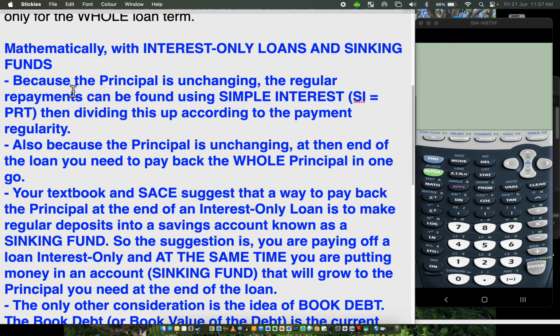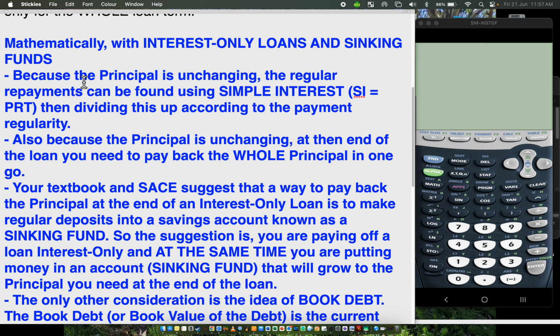So mathematically, with interest-only loans and sinking funds, what happens? Because the principal doesn't change, the regular repayments can be found using simple interest. Do you remember the very first lesson of this whole topic? I showed you simple interest, so it comes back right at the end. SI is equal to PRT, and then you divide that up according to the payment regularity. So what you'll find is an interest-only loan, the repayments tend to be smaller. Why is that? Because you're not paying back any of the debt. You're only paying interest.